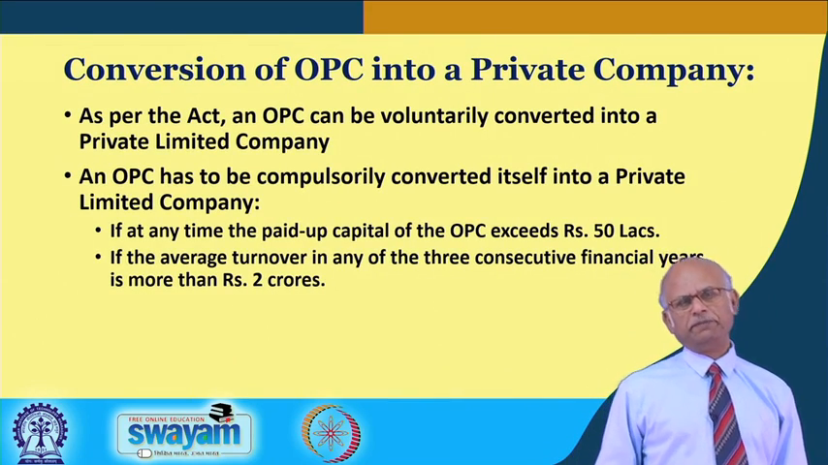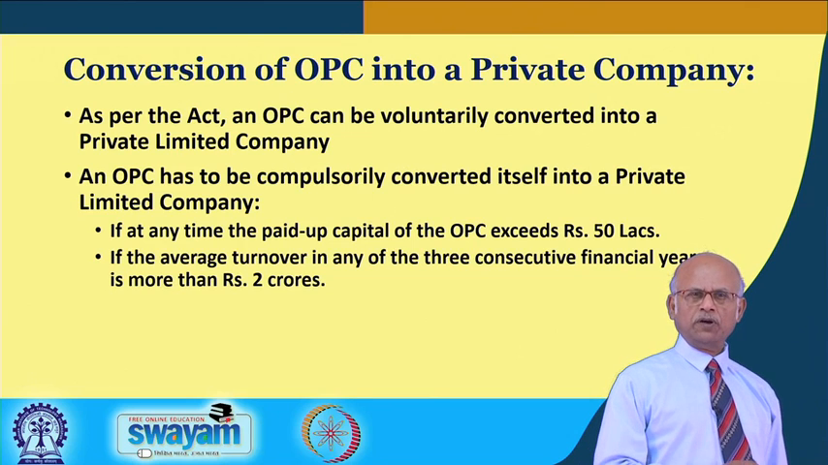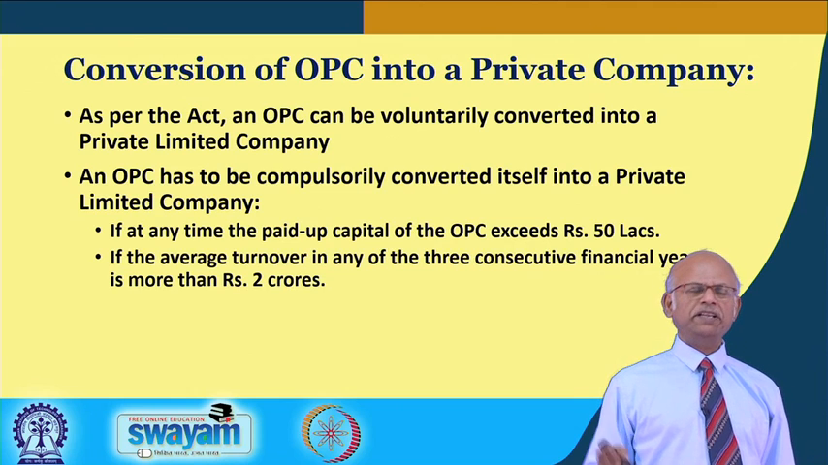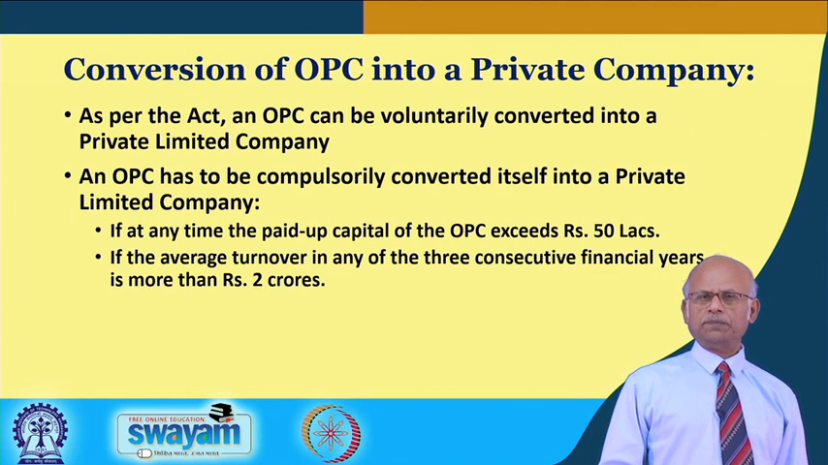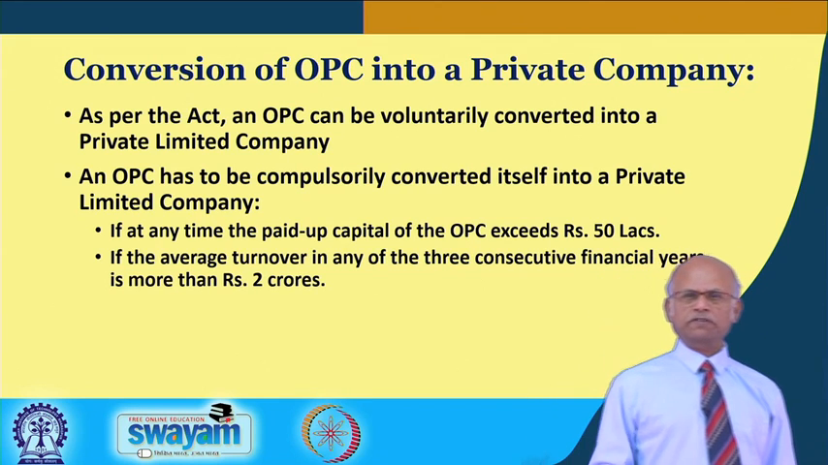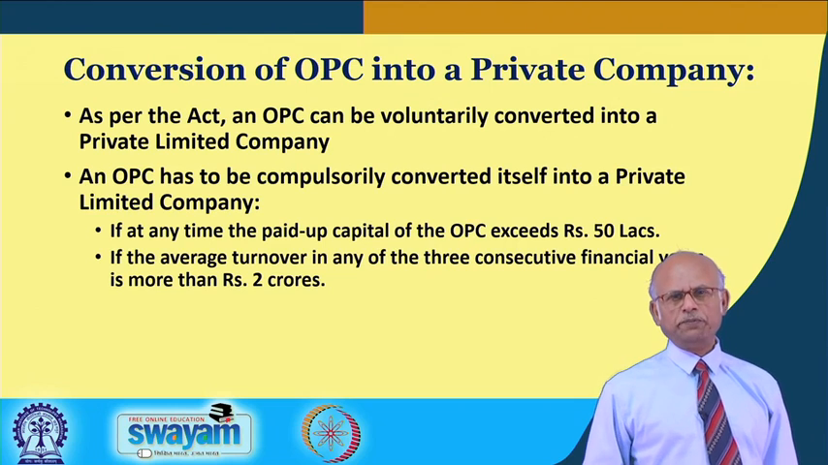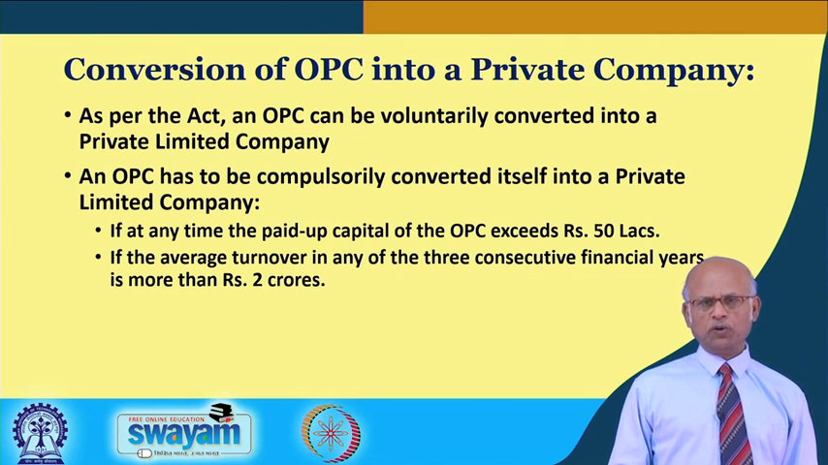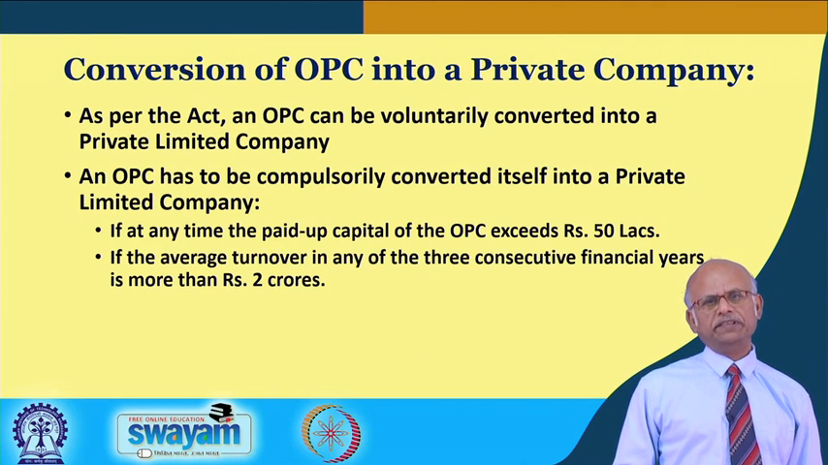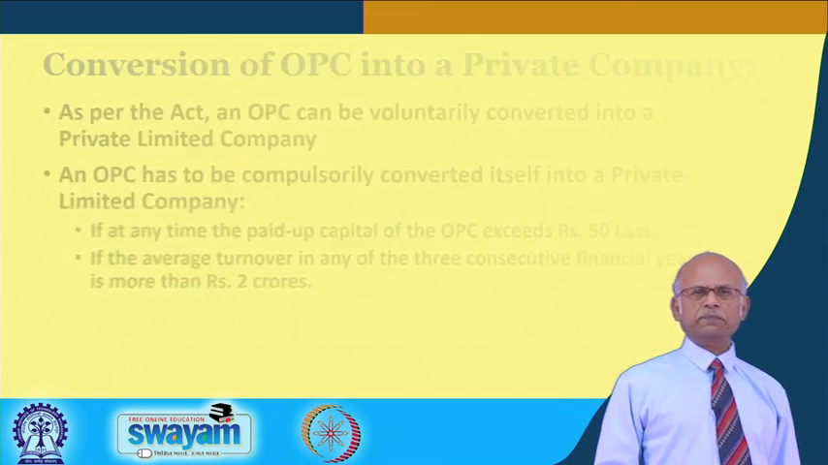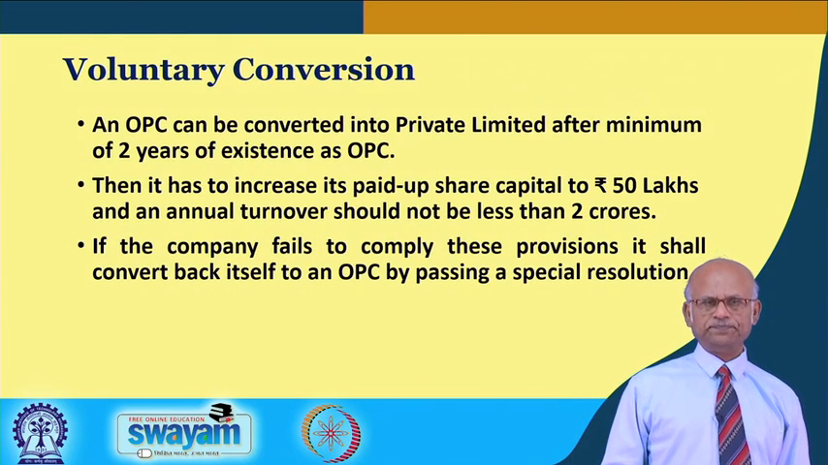Conversion of OPC to private limited is of two types. One is forced conversion, involuntary, and one is voluntary. Voluntary means any time after 2 years the single member can decide to convert that OPC into a private limited company. Compulsory conversion is under certain conditions, like if the equity goes above 50 lakh rupees, or the average turnover in the preceding 3 years is more than 2 crore, then there is a compulsion that the company has to be converted into a private limited company.